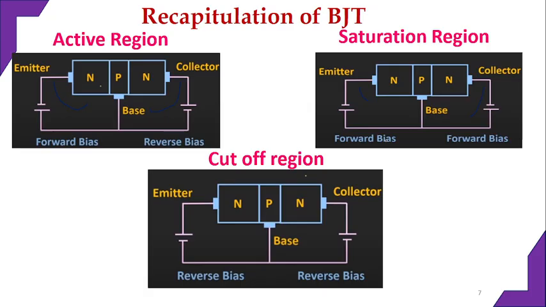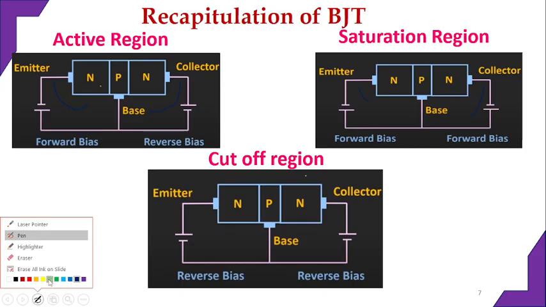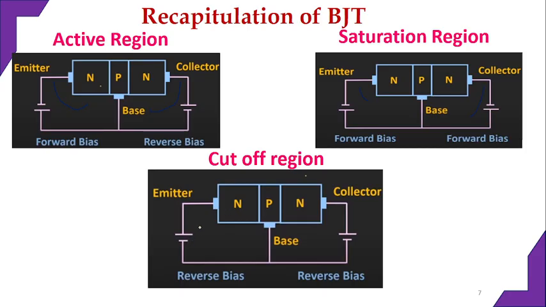Cutoff means the transistor will not be conducting. If I give a positive voltage to this N type, this is going to be a reverse bias voltage and this is also going to be a reverse bias voltage. In reverse bias, the PN junction diode yields zero output. There will be no conduction at all. Even if there is conduction, it is going to be very minute in nature.